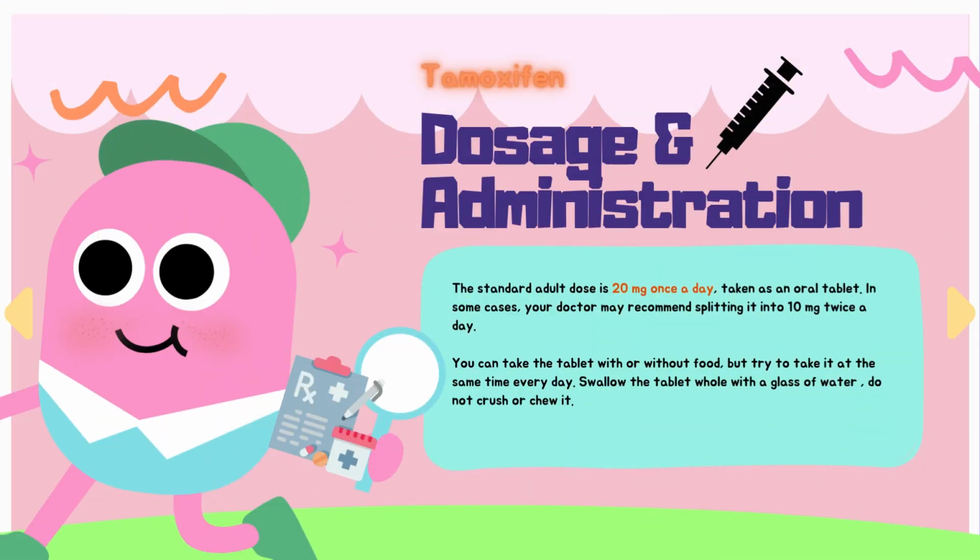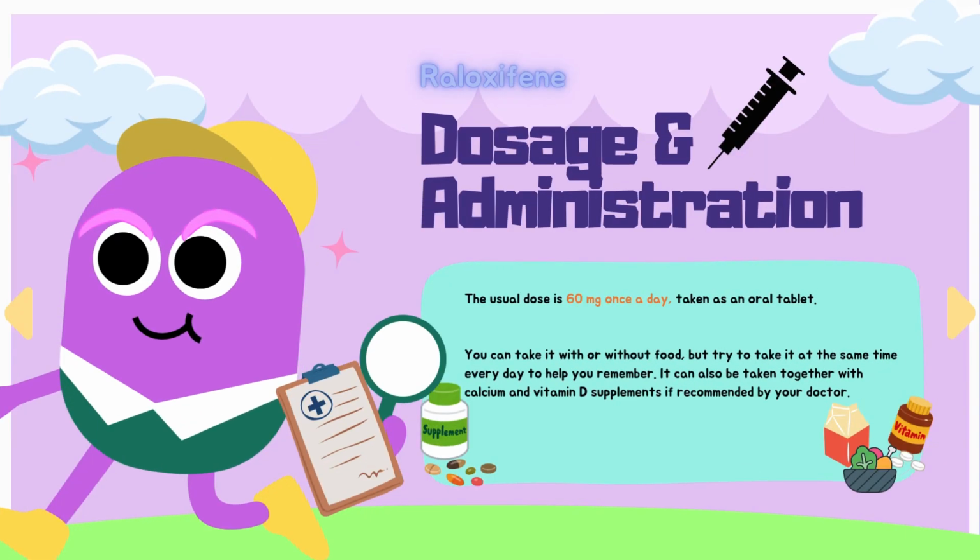Next, I'll be guiding you through dosage and administration for tamoxifen. Tamoxifen is usually taken orally in the form of a tablet. The typical dose for osteoporosis prevention is 20 mg once daily, but this can vary based on your doctor's recommendation. Your doctor may recommend splitting it into 10 mg twice a day. For raloxifene, it is taken orally, usually as a 60 mg tablet once daily. You can take it with or without food, but try to take it at the same time every day to help you remember. It can also be taken together with calcium and vitamin D supplements if recommended by the doctor.